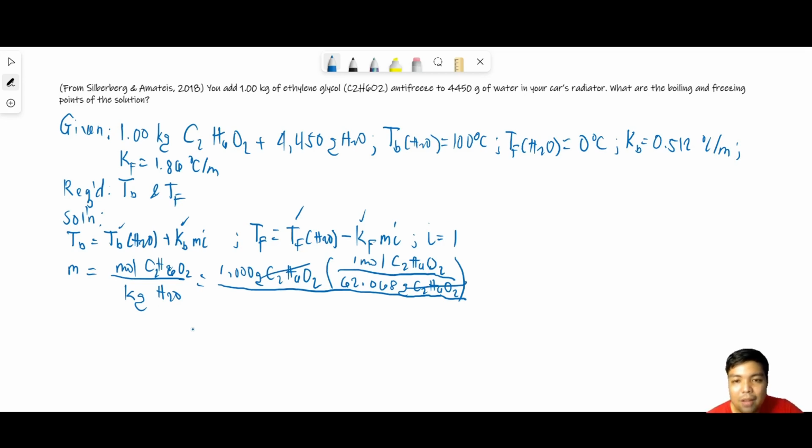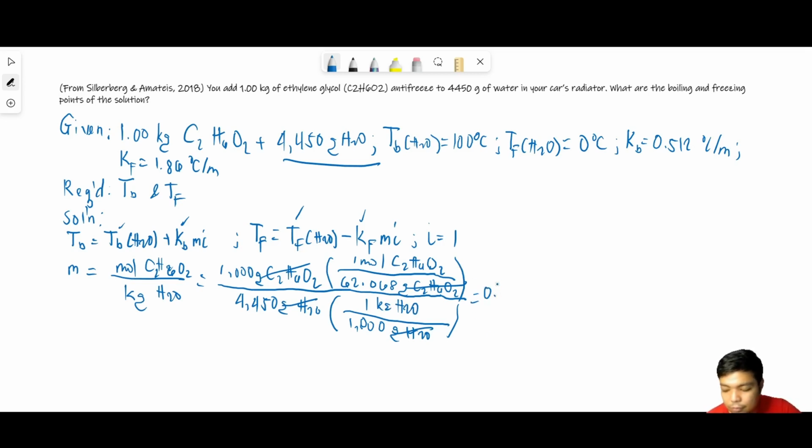And since we're given the mass of water in grams, we have to convert this to kilograms. So we have in the denominator 4,450 grams of your water. You convert this to kilograms using the conversion factor nga 1,000 grams is equal to 1 kilogram. So si 1,000 grams diri sa denominator sa atong conversion factor, and si kilogram diri sa numerator. Okay, so cancel out, and that is equal to 3.62053 molal.